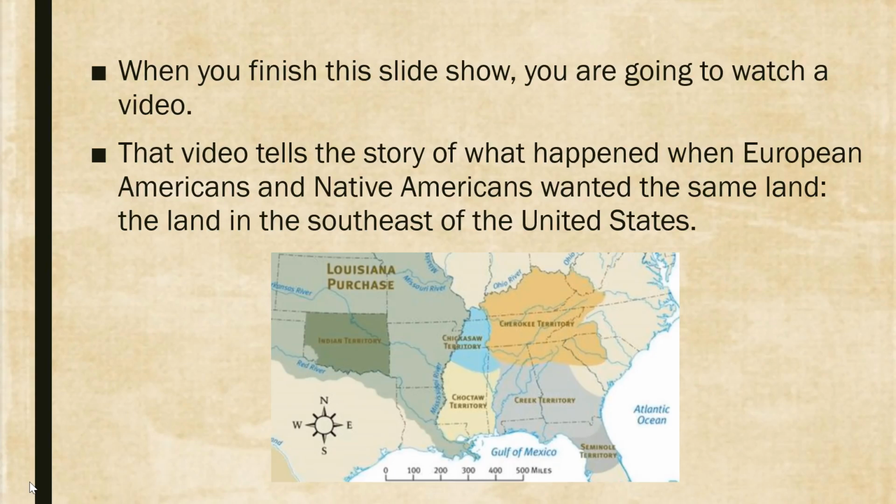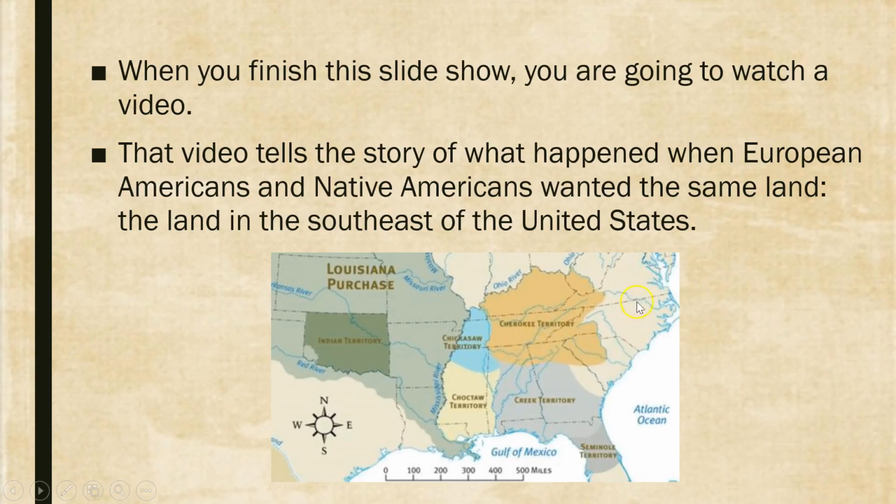So when you finish this slideshow, you are going to watch a video. And that video tells the story of what happened when European Americans and Native Americans wanted the same land, the land in the southeast of the United States. Now, this is the area that we're talking about, and if you look closely, you can see some dotted lines over here. These are the lines that divide the modern-day states.